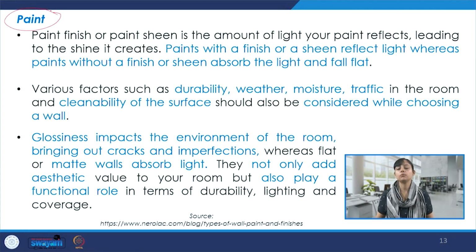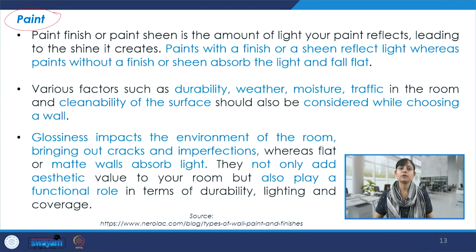Paint, of course, is a very, very popular wall finish, and there are different kinds of paints which are available in the market, different brands, and they do a lot of research and come up with very trendy styles and ways of painting. So paints with a finish or a sheen, they reflect light, whereas paint without a finish or sheen, they absorb the light. So again, it depends where we are using it, what color paint it is, what the site orientation is like, do we get natural light there or not, etc. And various factors such as durability, weather, moisture, traffic, cleanability of the surface, they all should be considered while we are choosing a certain wall finish and trying to put paint over that.